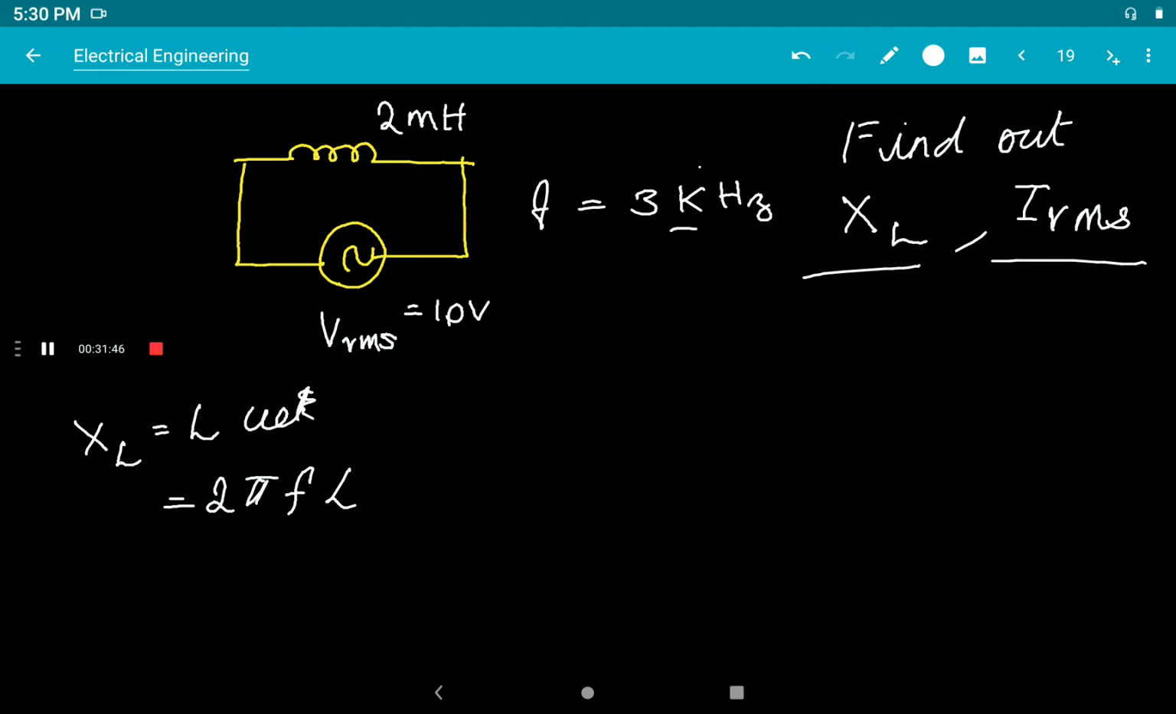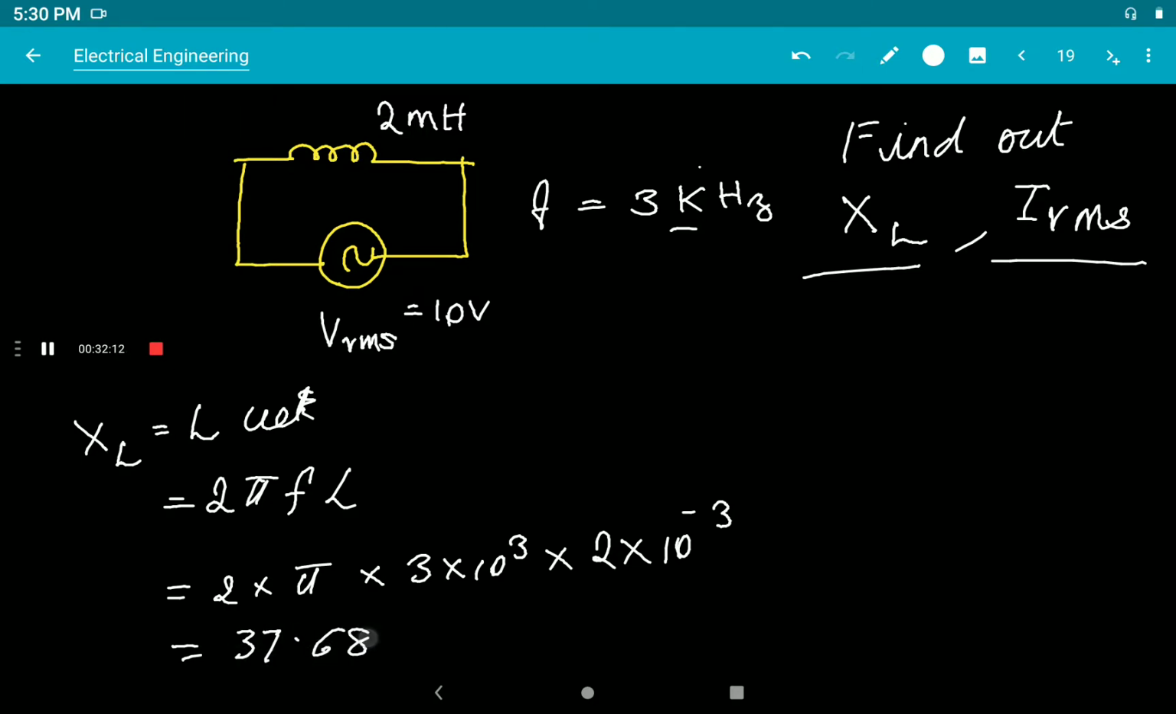So you can substitute this. 2 into pi, which is 3.14, and f is given as 3 kilohertz, so take 3 into 10 raised to 3, converting kilohertz to hertz. And L is given as 2 millihenry, so 2 into 10 raised to minus 3. Calculating this, you will get 37.68 ohm.